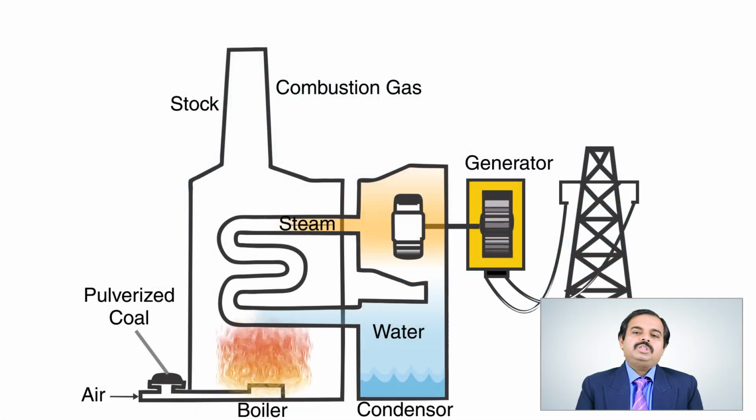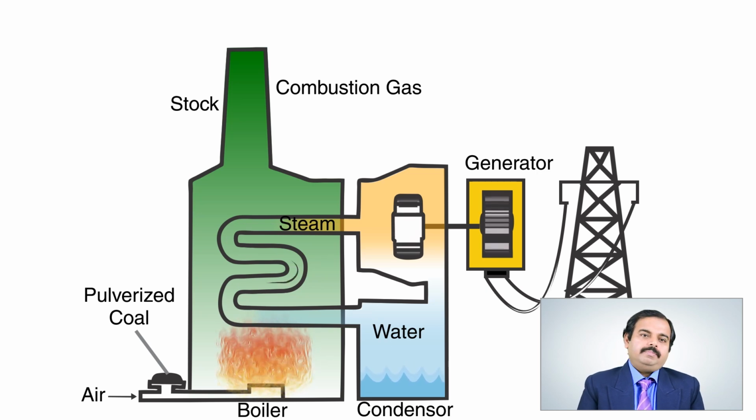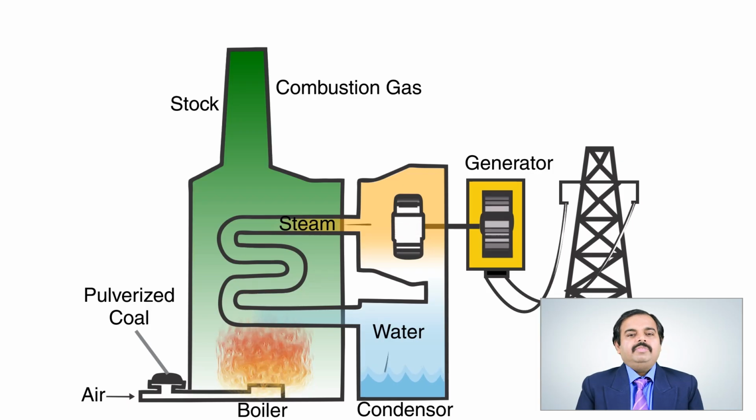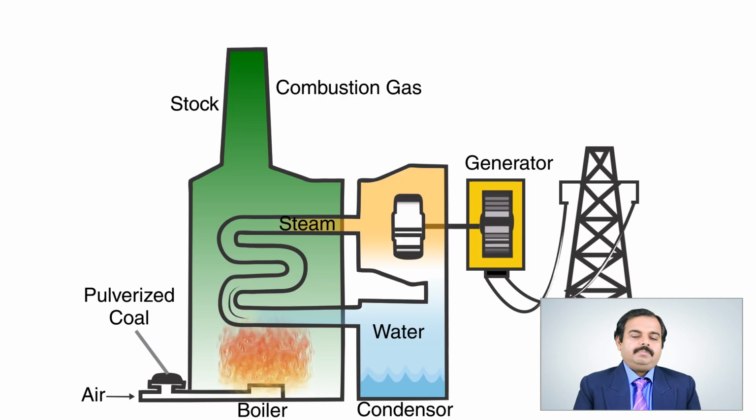If the working fluid is steam, it is called a steam turbine. The boiler heats the water to generate steam. The kinetic energy and pressure of steam is then used to rotate the steam turbine. Thus, the energy of steam is converted to rotational energy of the turbine.